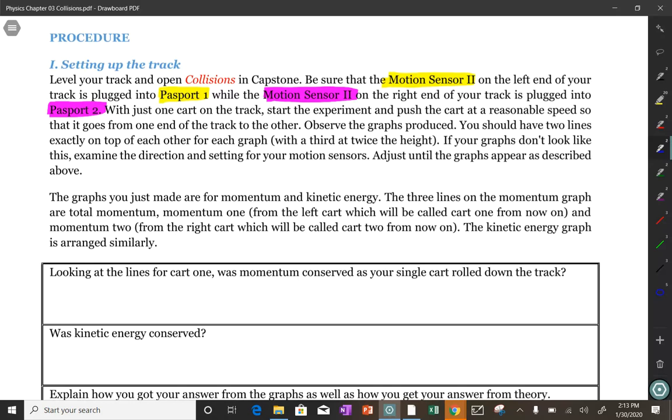Start the experiment and push the cart at a reasonable speed so it goes from one end of the track to the other. Observe the graphs produced. You should have 2 lines exactly on top of each other for each graph with a third at twice the height. If they're not that way, you have a problem.